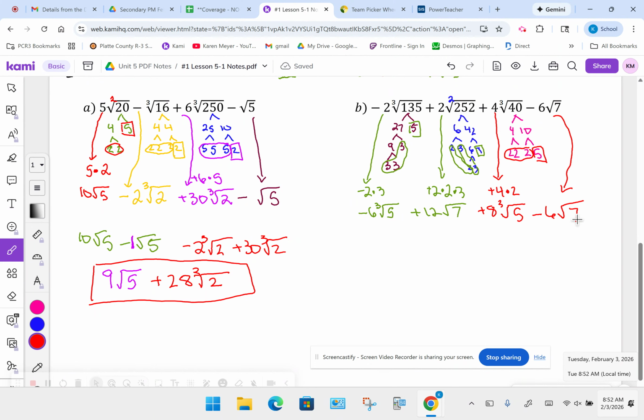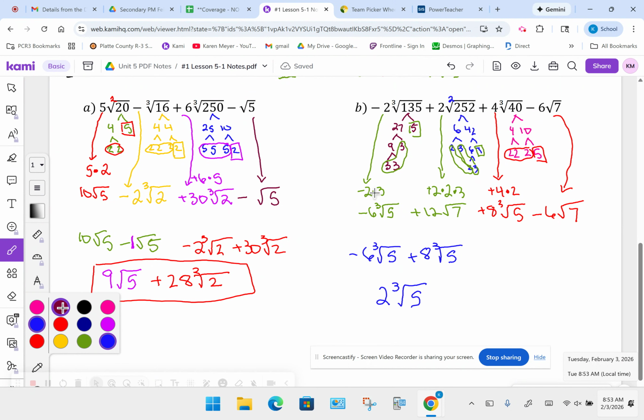Okay, so this time, just to show you it doesn't matter, I'm going to start with the cube roots. So I have negative 6 cube root of 5. And then on down, I have a positive 8 cube root of 5. So cube root of 5, cube root of 5, so those are like terms, so combine the front numbers. So negative 6 plus 8 gives me a positive 2 cube root of 5.